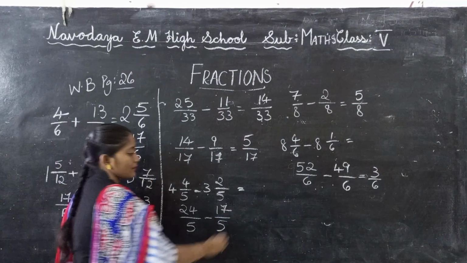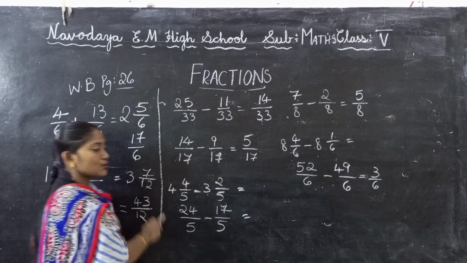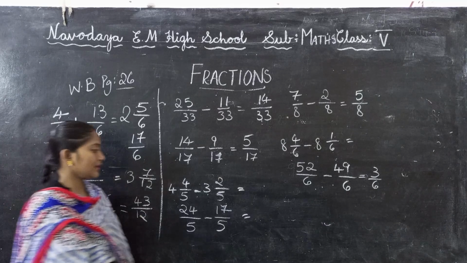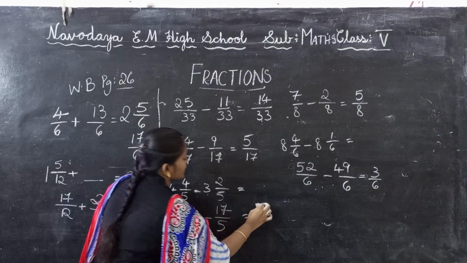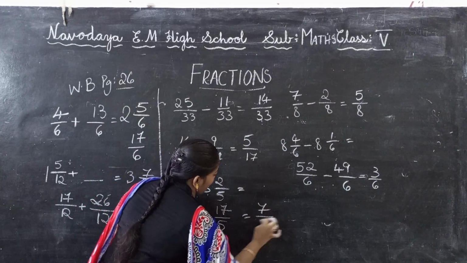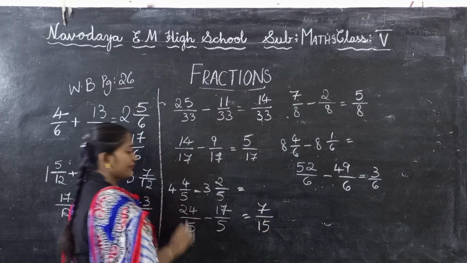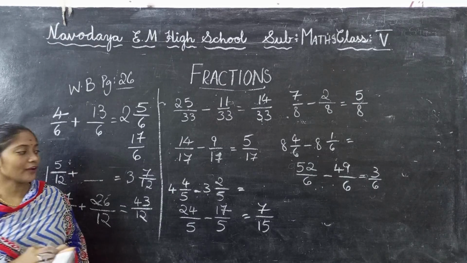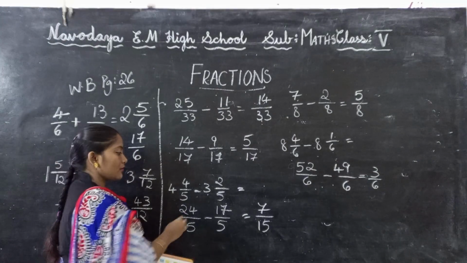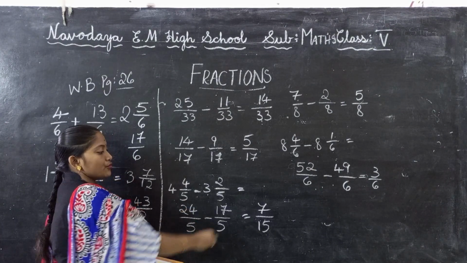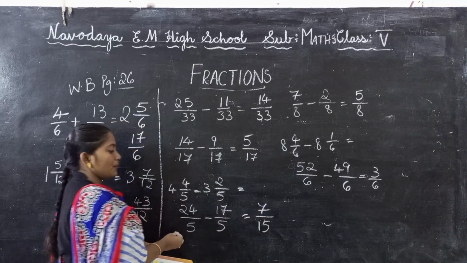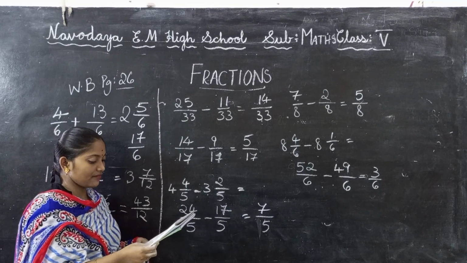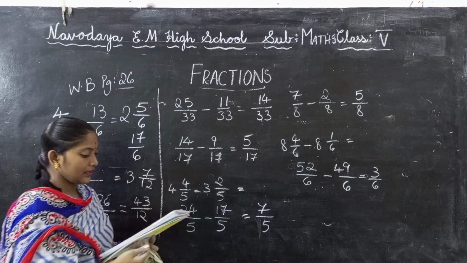Next we have to subtract. 24 minus 17 is 7. Otherwise we can count backward from 24. 24 to 17 is 7. And the denominator is 5. So 7 upon 5.